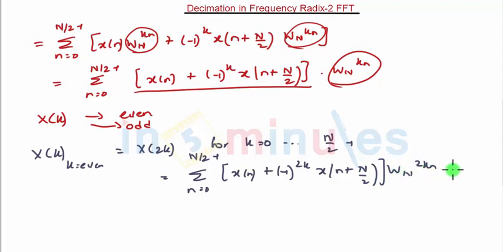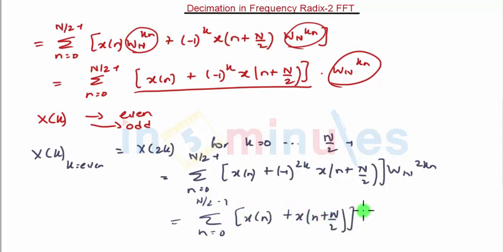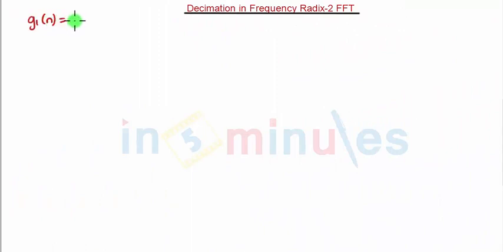Now minus 1 raised to 2k is always 1. So minus 1 raised to 2k is 1. That would give us summation n equal to 0 to capital N by 2 minus 1 of x of n plus x of n plus capital N by 2 into W_N by 2 raised to kn. Now we see that x of n plus x of n plus N by 2 can be written as g1 of n. So g1 of n is equal to x of n plus x of n plus capital N by 2 for n equal to 0 to N by 2 minus 1.